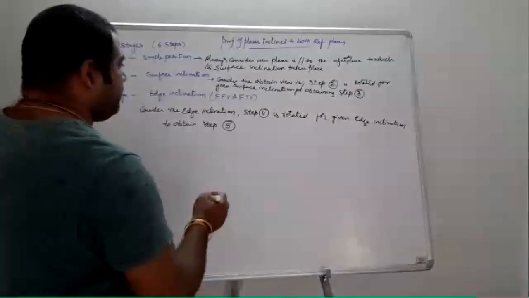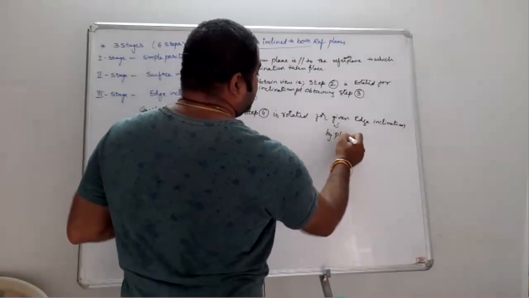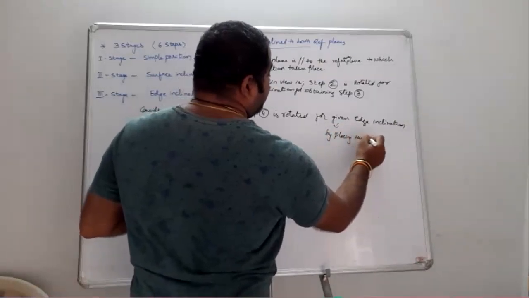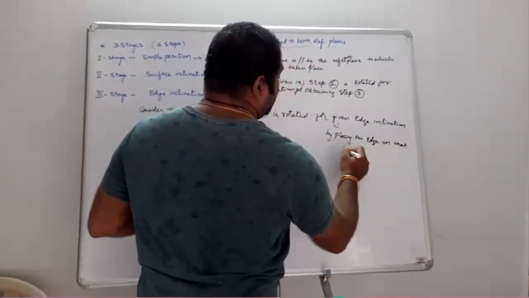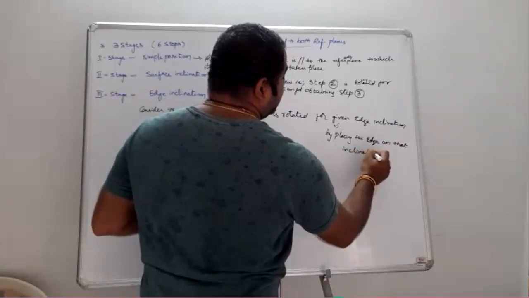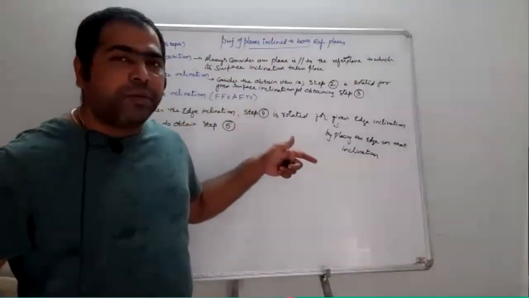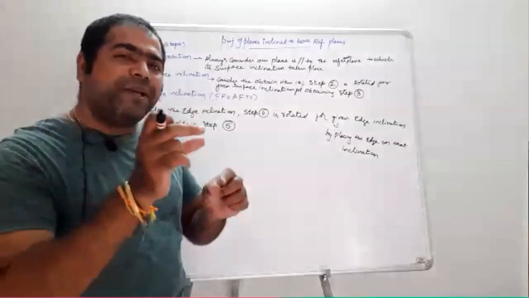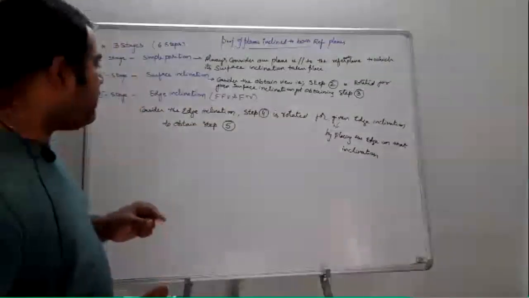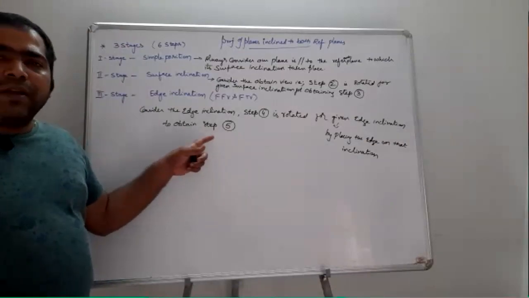placing the edge on that inclination. Okay, so whatever edge is considered for inclination, you are supposed to place that edge on that inclination. And then we obtain step 5. Once we obtain step 5, we will obtain step 6. How should it be obtained? That is with the change of position method.